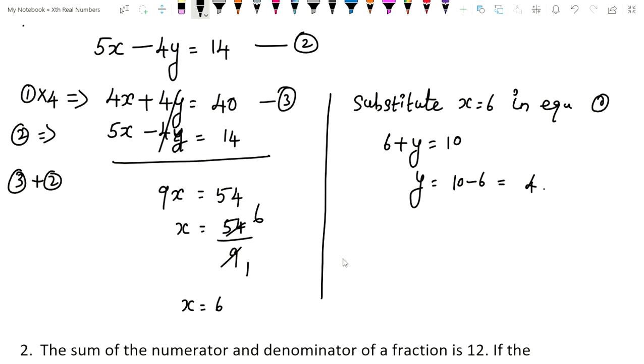Okay. So therefore the number is 64, because 6 is in tens place, 4 in ones place. y represents the unit digit, x represents the tens digit. So in tens place we need to put 6 and in unit place we have to write 4. Okay, so what are we getting? 64. Therefore the two digit number is 64. You understand, children? It's a very, very important sum. Practice, children. Okay. Let's move on to the next one.